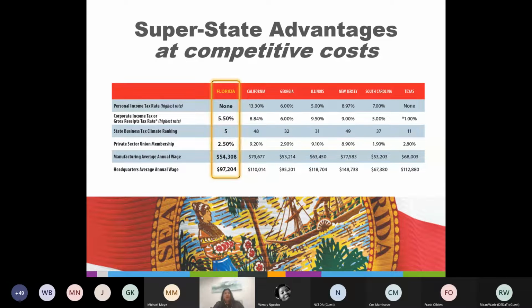This slide basically measures the competitive costs against 6 other states: California, Georgia, Illinois, New Jersey, South Carolina, and Texas, with the biggest attraction being that there is no state personal income tax. Other competitive advantages are lower than average wage rates, low unionization, and a highly favorable business tax climate. Next slide, please.